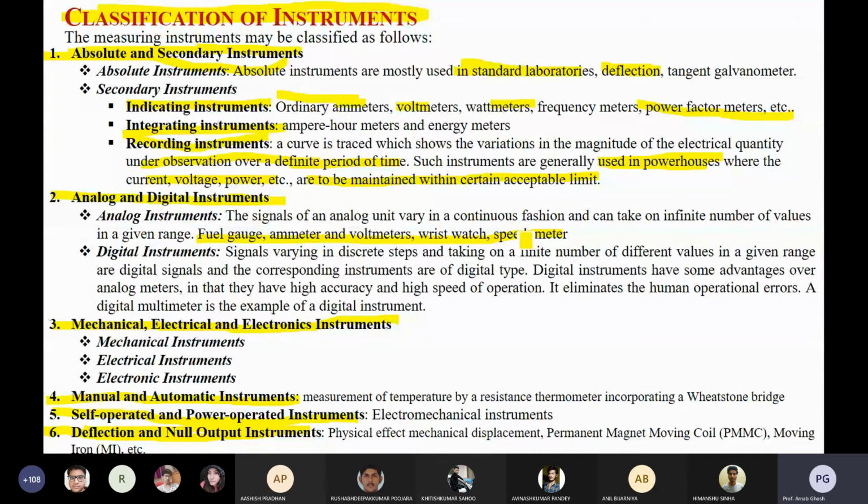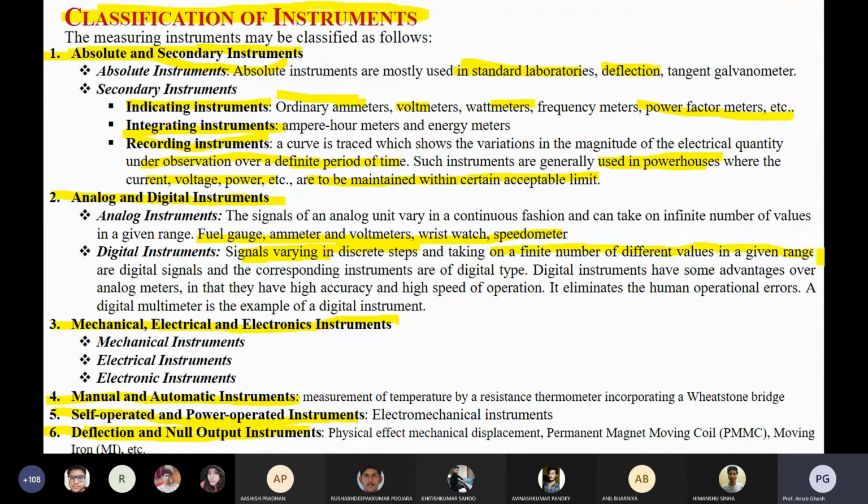Analog instruments are for continuous signals, and the meter gives the reading as per the continuous signal. In the digital instrument, you get the data directly from the display. The signal varies in discrete steps, taking a finite number of different values in the given range, and these are digital signals. The corresponding instruments are of the digital type, that is, digital meters.